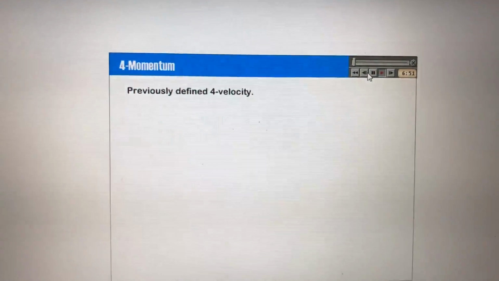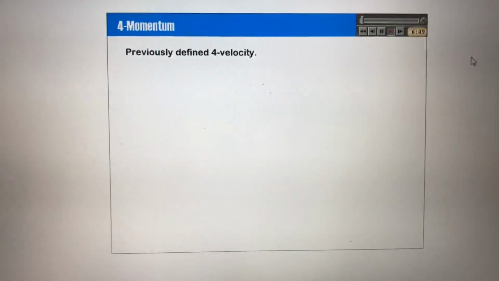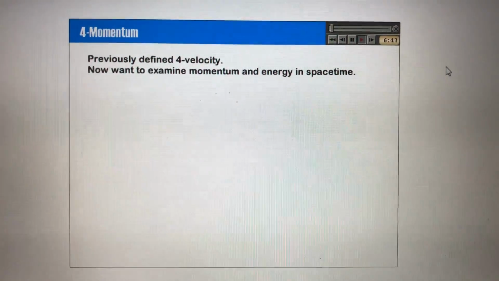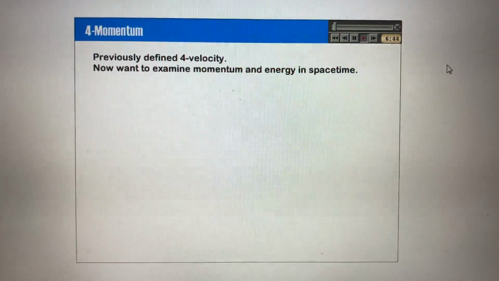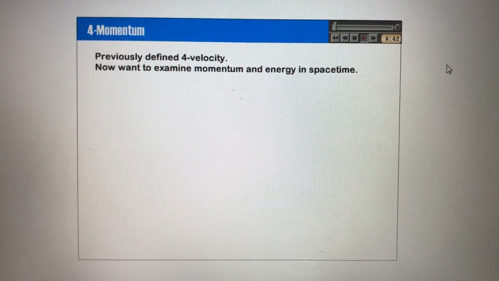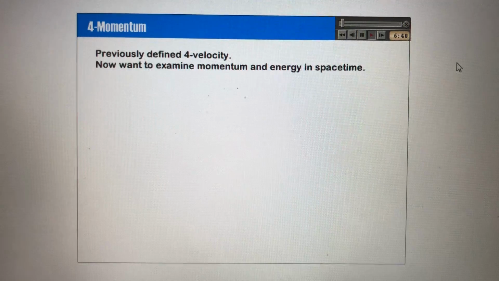Define the 4-velocity as the velocity through space-time. Now we're in a position to start to examine momentum and energy because we have a nice definition of velocity, and we require that to define momentum in space-time.